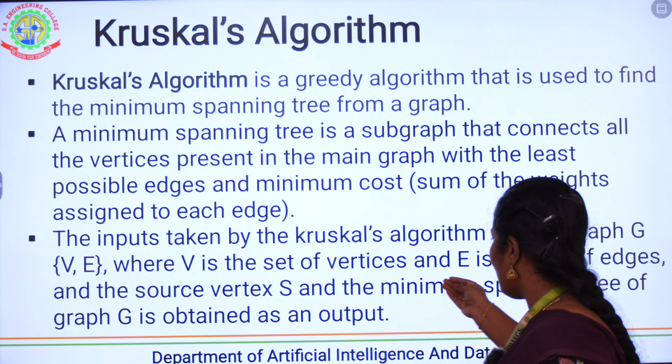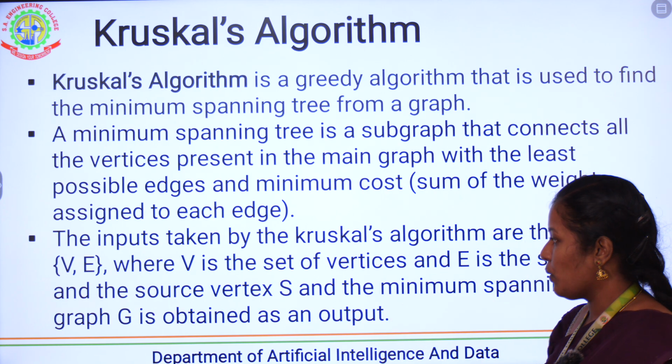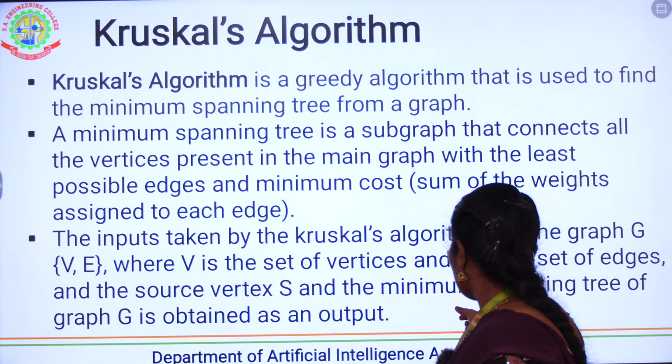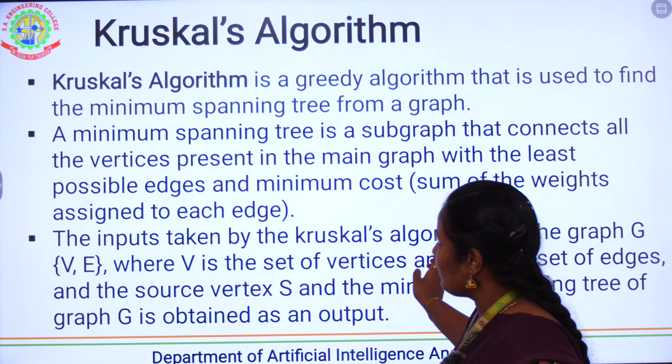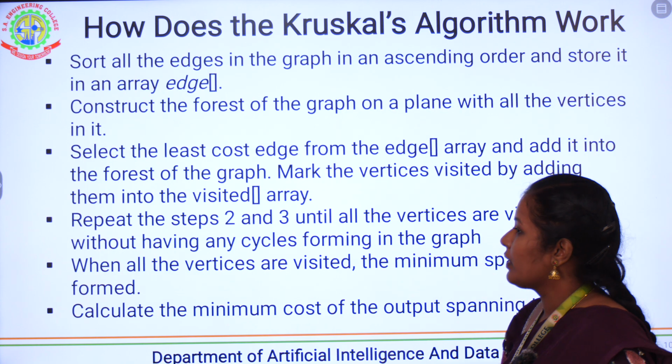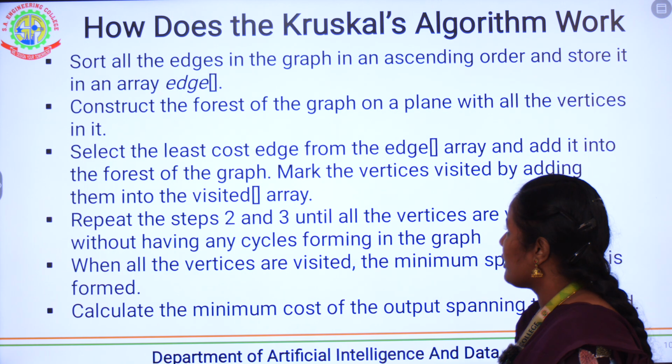V is the set of vertices and E is the set of edges, and the source vertices are connected with the minimum spanning tree obtained as the output given below. How does Kruskal's algorithm work?